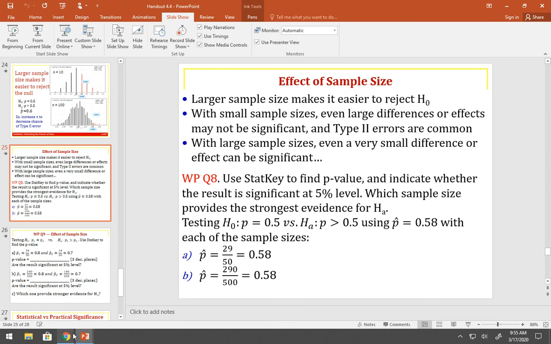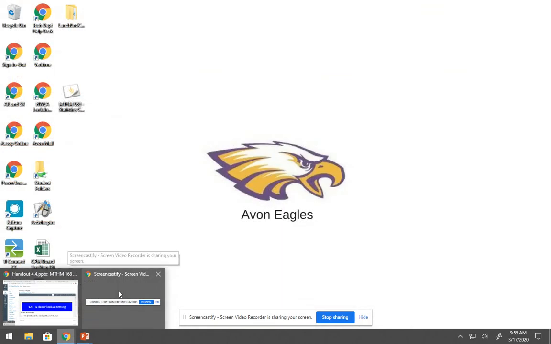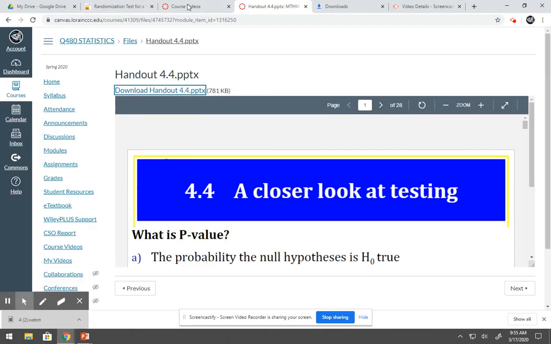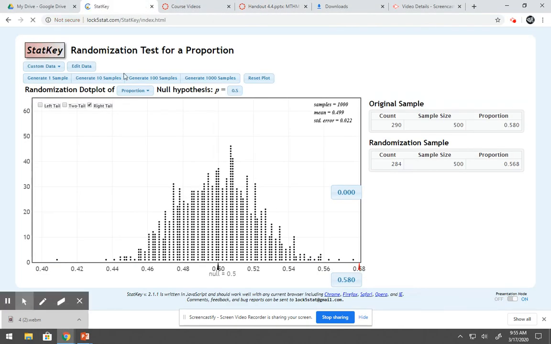Give me StatKey. Here we go. I've got to jump all over the place. Sorry, give me a chance. There we go. And let's go to StatKey.